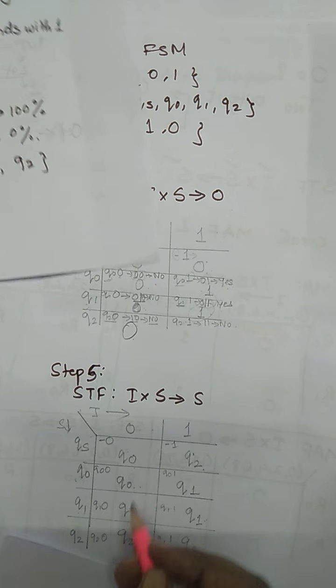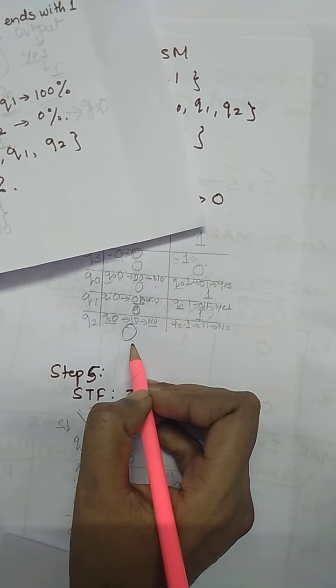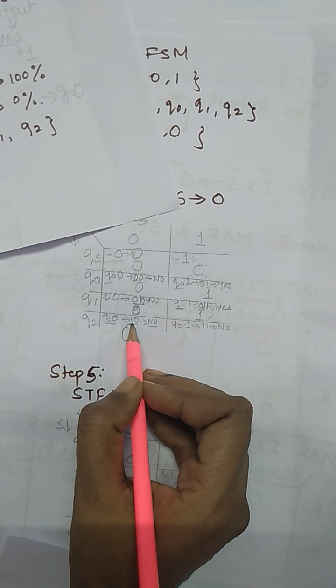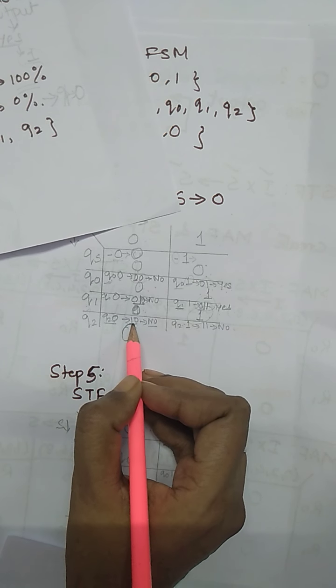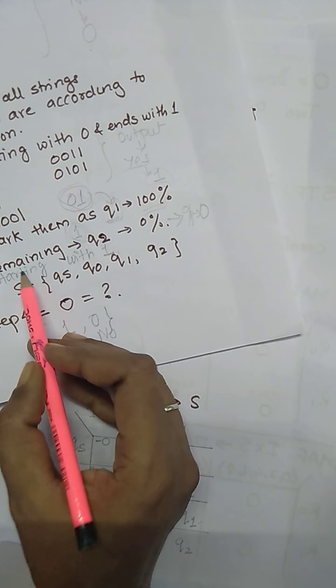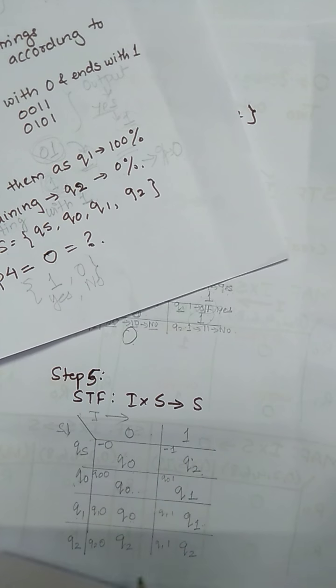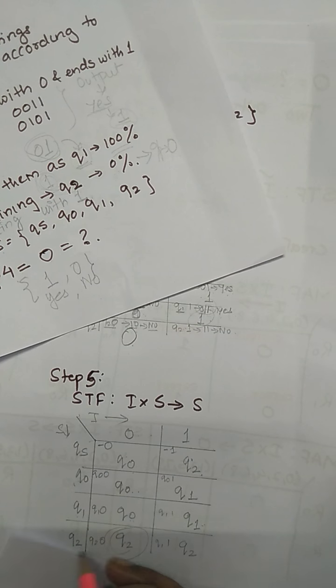Which state is it going to? With output 0 it will not go to Q0, because here we have the new string 1 0, in which the string has started with 1. For a string starting with 1 we have state Q2. That's why Q2 with 0 will be going to Q2.